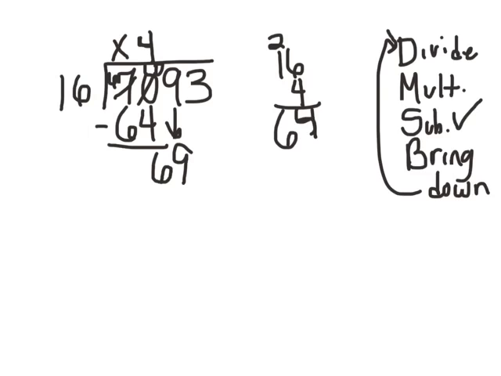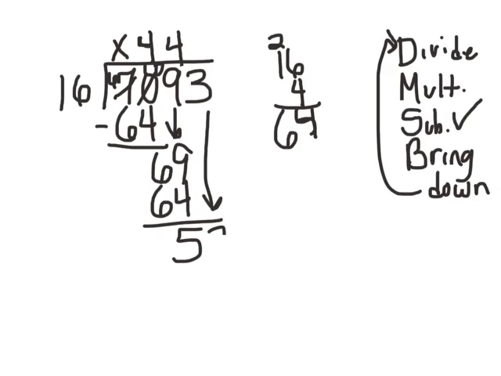Now this is pretty easy because I already know that 4 16s are 64, so I know that I can get another 4. 4 16s, no need to do any more work, are 64. Now I need to subtract. 9 minus 6 is 5. I need to check. 5 is smaller than 16, so I'm good. And now I need to bring down. I'm going to bring down that 3.